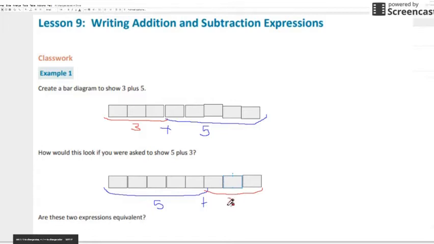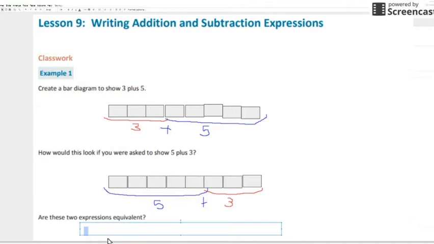So there's your other expression. Using a model, here are our model boxes, 3 units here plus 5, 5 units here plus 3. And it says, are these two expressions equivalent? Well, yeah, of course they are. They both equal 8. We talked about that in another lesson. This is called the commutative property of addition.